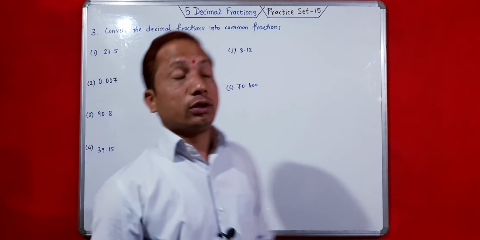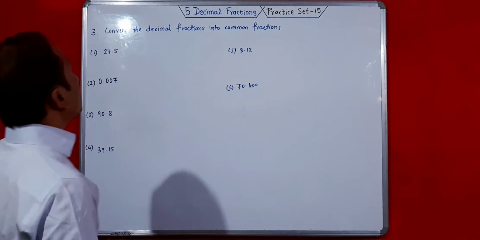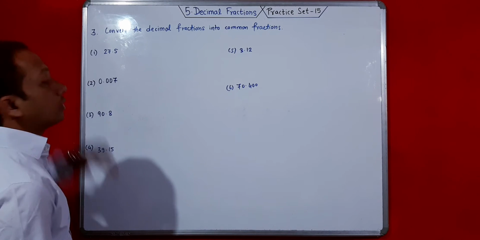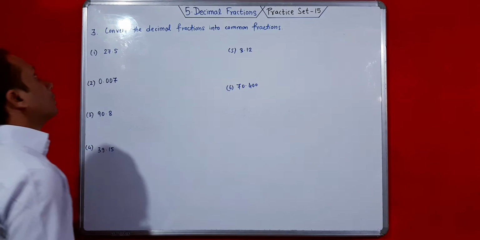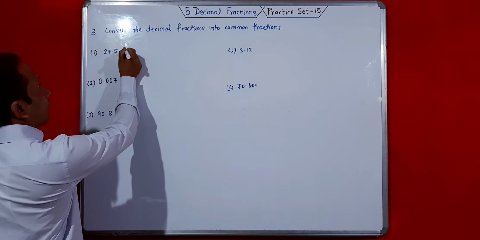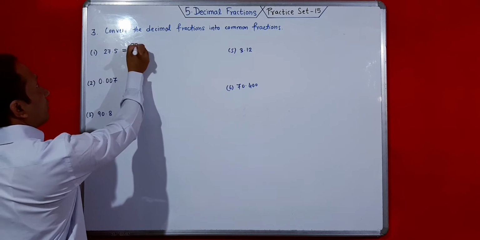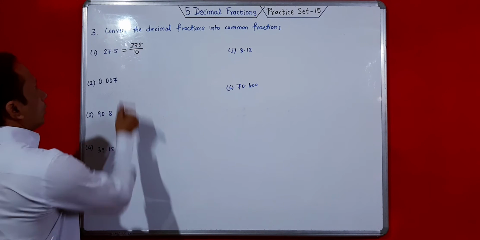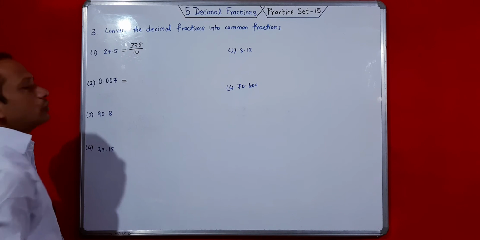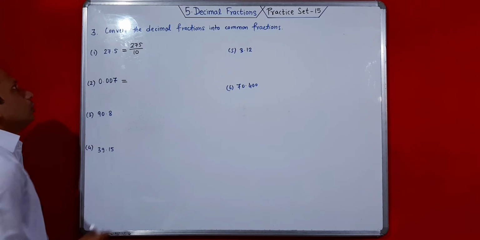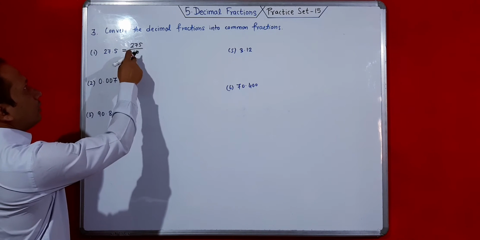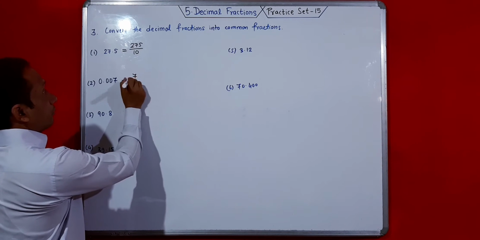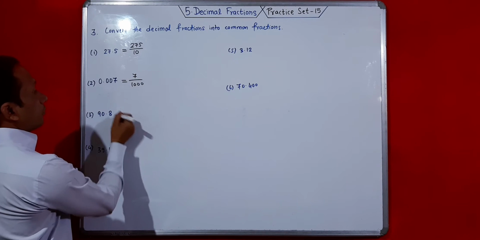Okay, so we'll solve the third question. In the third question, convert the decimal fraction into common fraction. So we have to convert the given number into common fraction. 27.5, so if 1 point is there, 275 upon 10, you directly write, don't forget 1 point is there. Now there is 0.007. If 3 points, 1 point 10, 2 points 100 and 3 points 1000. So 7 upon 1000.